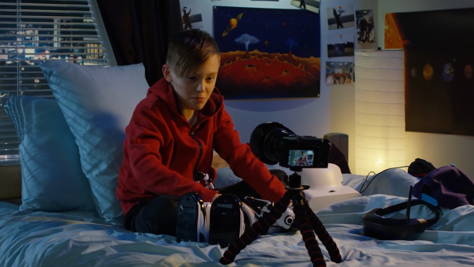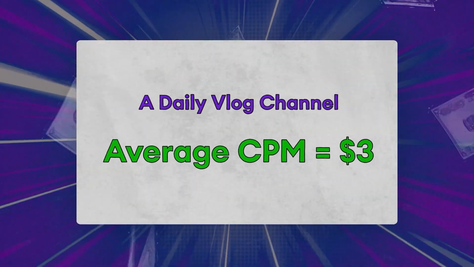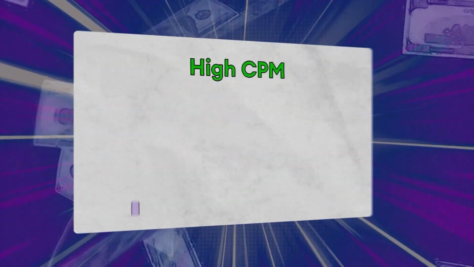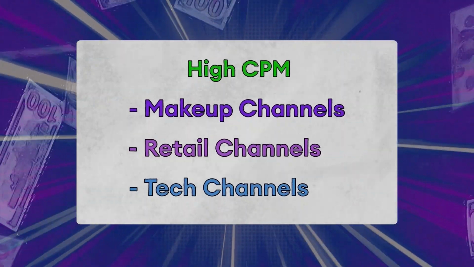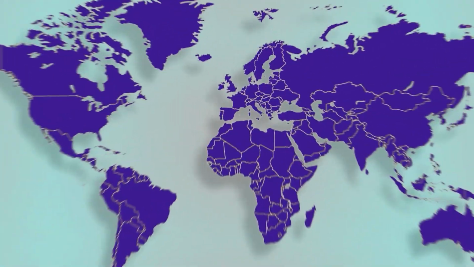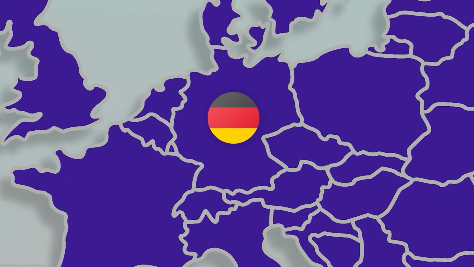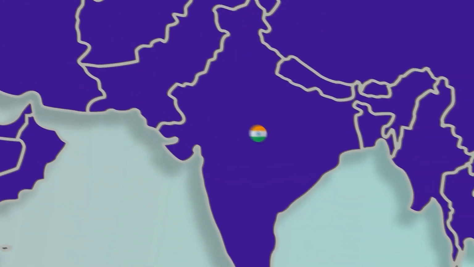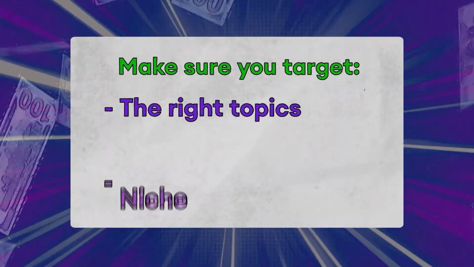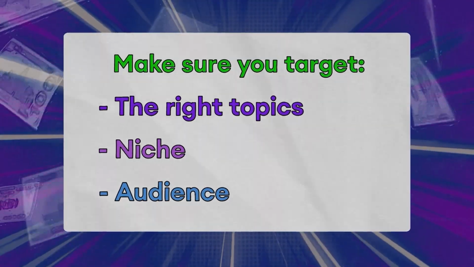For example, a gaming channel that uses bad language will have a pretty low CPM compared to a family-friendly channel that makes toy reviews. A daily vlog channel might have an average CPM of around $3, whereas a channel about finance will be much higher, around $12 to $20. Makeup, retail, and technology channels also tend to have a high CPM, so when you start your channel, this is something to consider. Your CPM will also vary depending on where your audience comes from. Advertisers in countries like Norway or Germany will pay a lot more to reach their audience than advertisers in India, even though the audience of the latter is huge. So targeting the right topics in the right niche and the right audience all plays into your final revenue numbers.